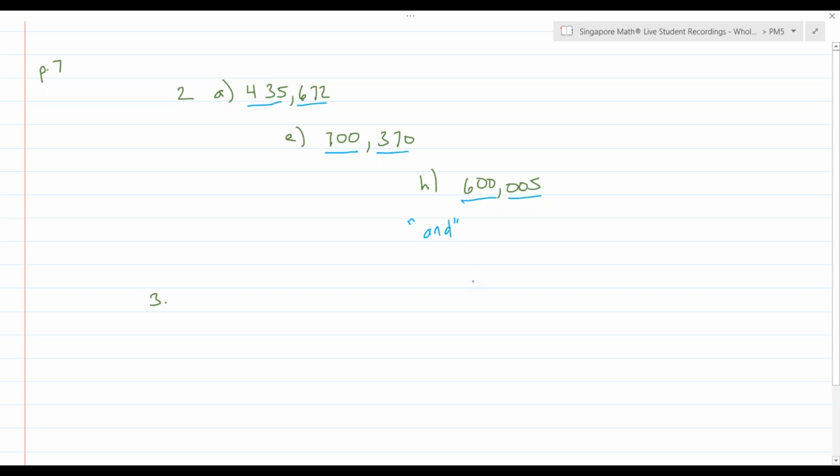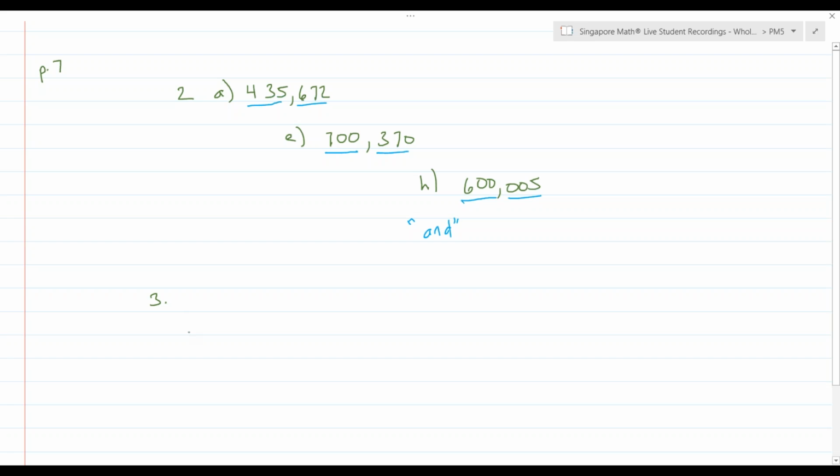We talked in Primary 4 about how we don't use the word "and" in a number like this. It's not "six hundred thousand and five," it's "six hundred thousand, five." The word "and," as we talked about in 4B, is going to refer to decimals. So when you write it, don't use the word "and" in your writing.